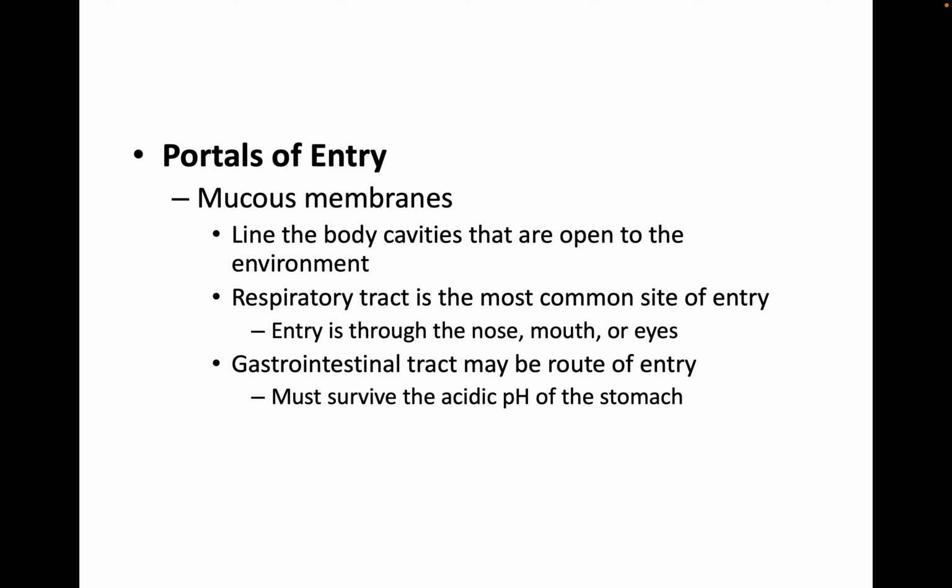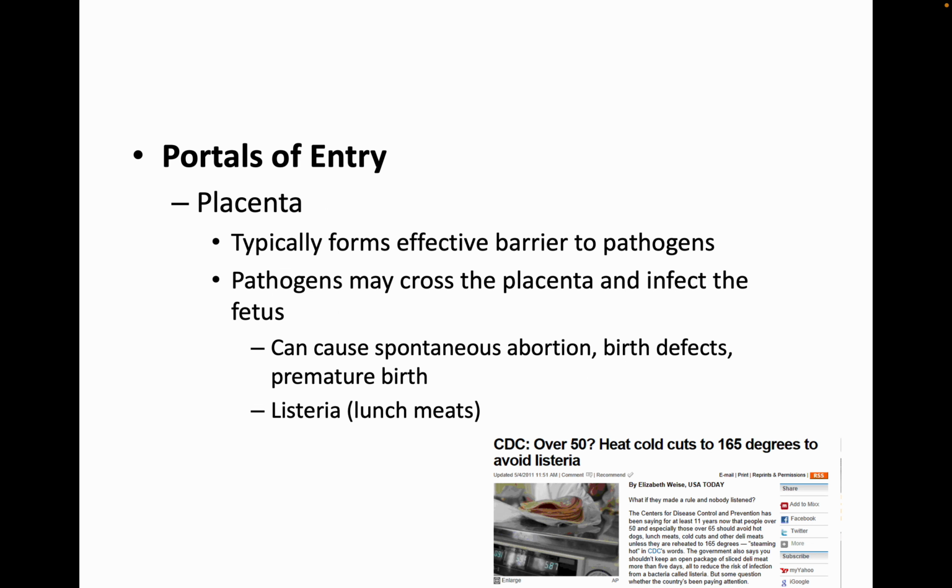Mucous membranes are another portal of entry. They line the body cavities that are open to the environment. Things like your lungs and the respiratory tract is the most common site of entry. Entries through the nose, mouth, or even through your eyes. And the gastrointestinal tract can also be a route of entry for some pathogens. They have to be able to survive the acidic pH of the stomach, however.